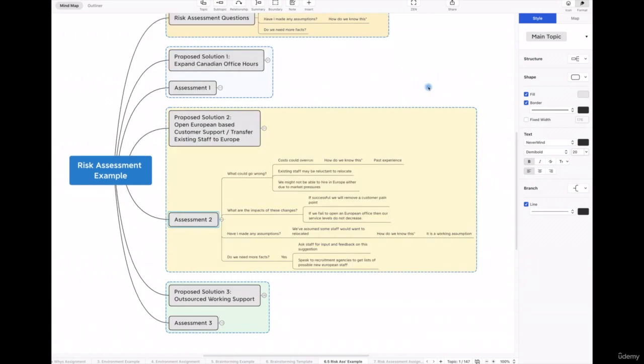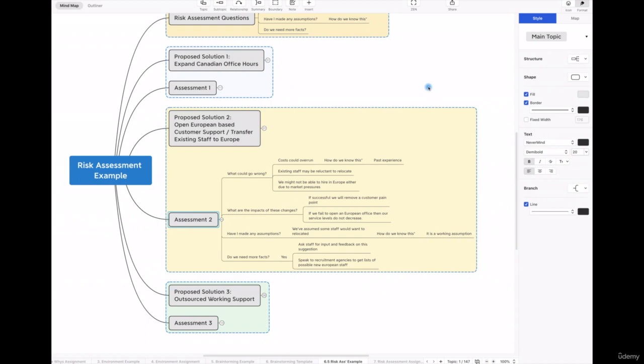Solution 2, of course, was to set up a new office in Europe. So, assessment 2, what could go wrong? Costs could overrun. And that's just a suspicion from past experience that perhaps the project might cost more than we think. Existing staff may be reluctant to relocate, and we might not be able to hire in Europe either due to market pressures.